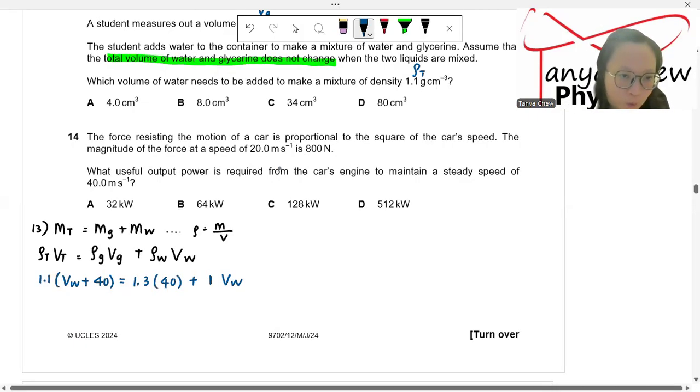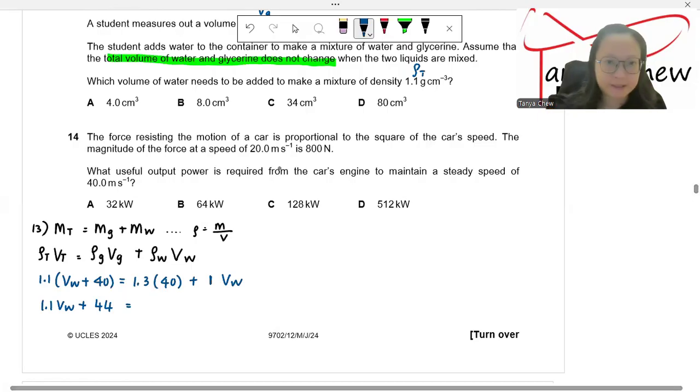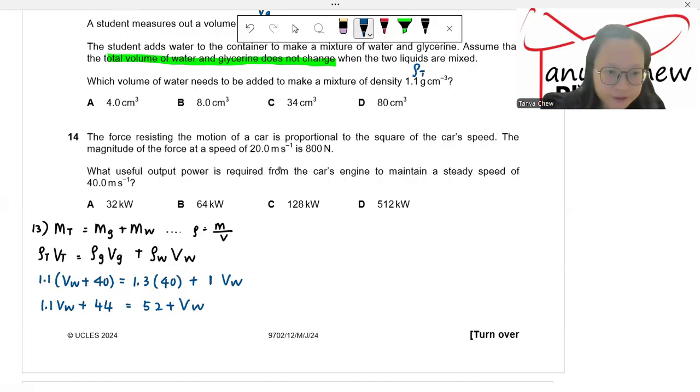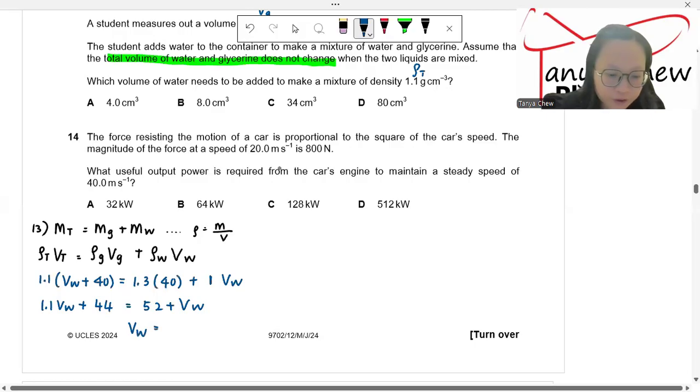So 1.1 times volume of water plus 44 is equal to 1.3 times 40, that is 52, plus volume of water. So you put the volume of water together, and then you take 52 minus 44. The volume of water that you are supposed to get is 80 cm cube. 80 cm cube, D is the answer.